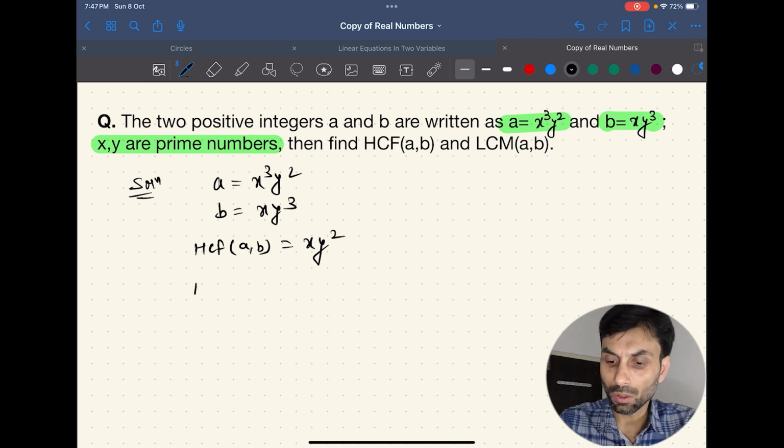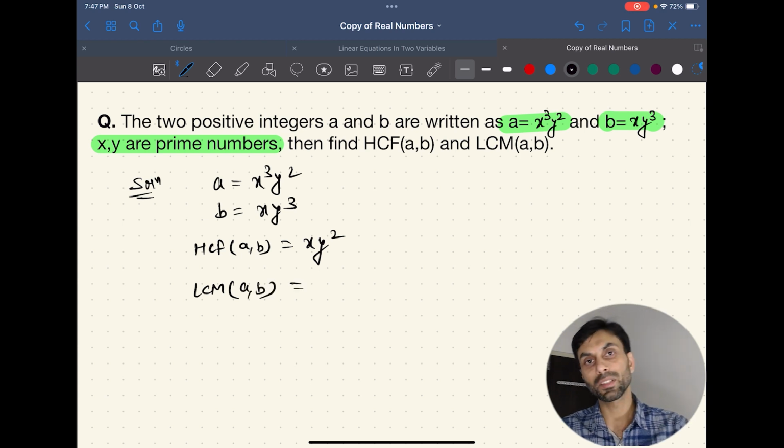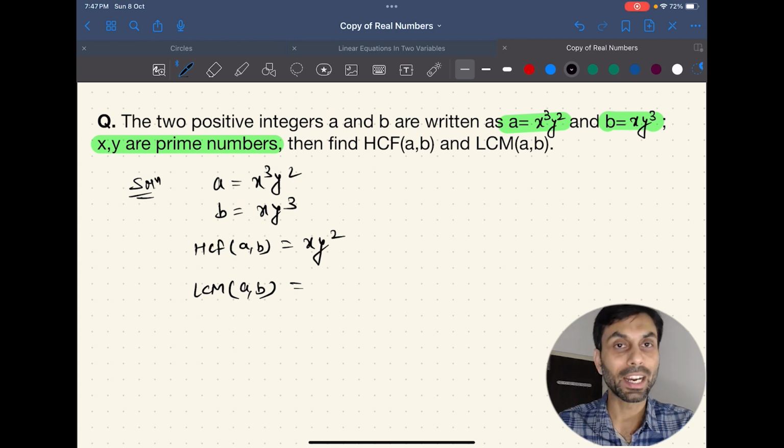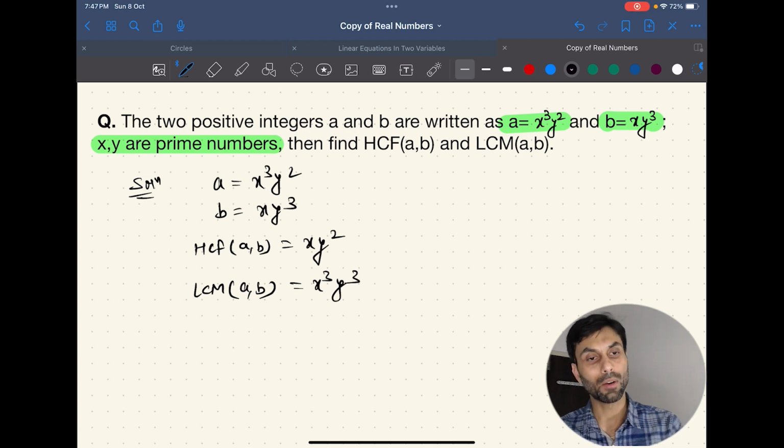And if I want to find the LCM of a and b, then LCM is the product of the highest power of each prime factor. Your prime factors are x and y, and the highest power of x is 3 and the highest power of y is also 3. So our LCM is x cube into y cube. So this is how we are going to get the answer of these types of questions.